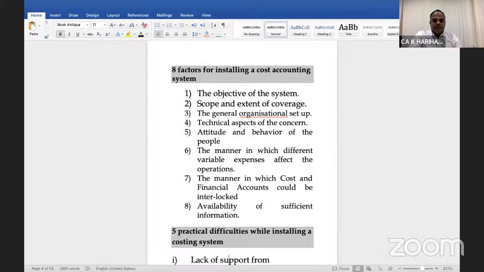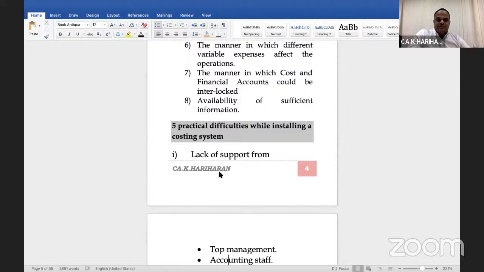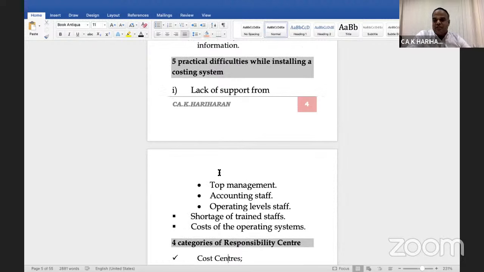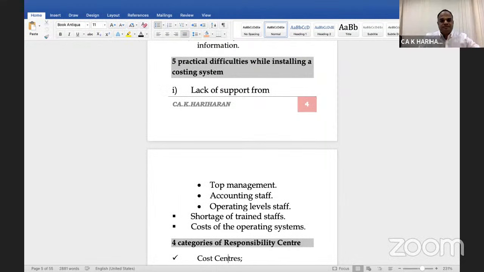Okay. Next. 5 practical difficulties in installing cost accounting system. Okay, so I'm ready to install the cost accounting system. Even though it is expensive, I want to have better control over the cost. But at the same time, what are all the practical difficulties if I'm going to install? If any changes happen, immediately the comfort will get affected. Immediately resistance will come. If I'm going to install the same, then people may not accept. Lack of support from top management. Top management may not agree.